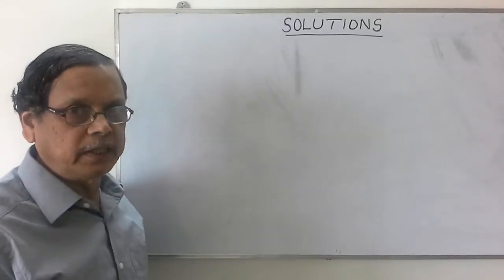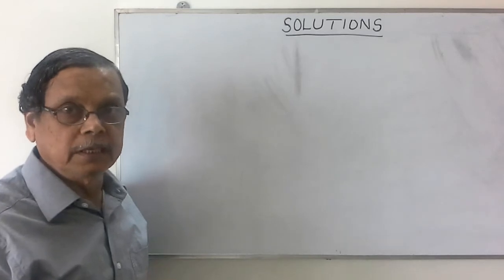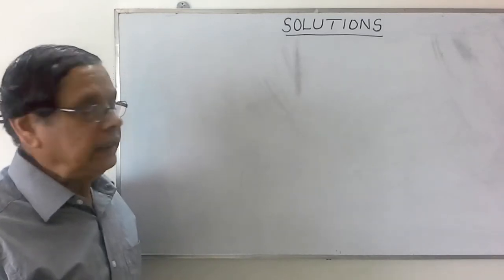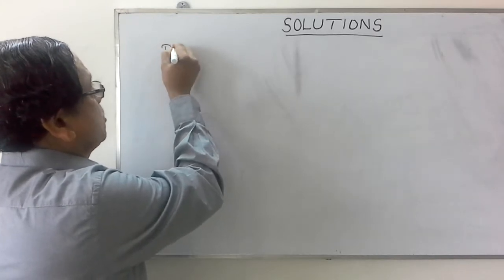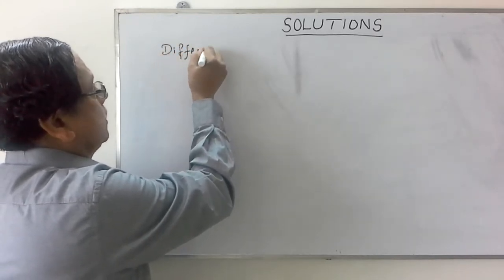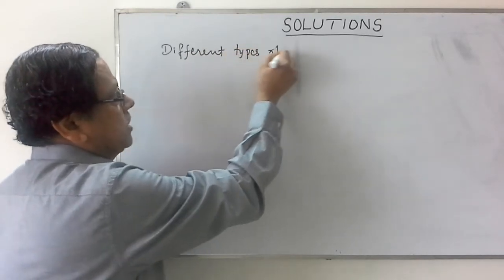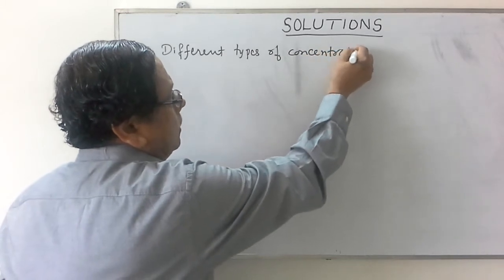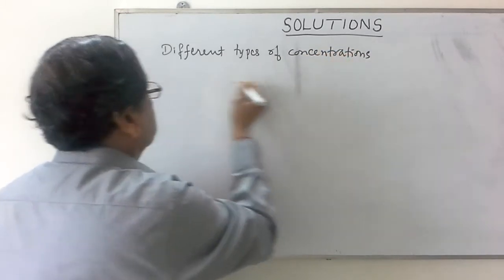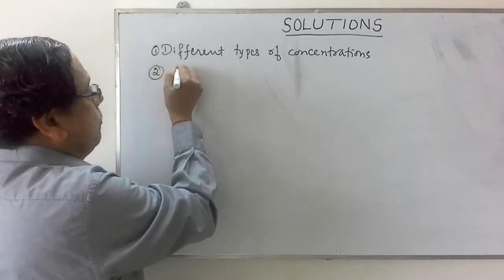Welcome to the 12th standard or second PUC course. The next chapter is the solutions chapter. In this chapter, we mainly study different types of concentrations. This is one topic. Then the second topic that we study in this chapter is the vapor pressure.